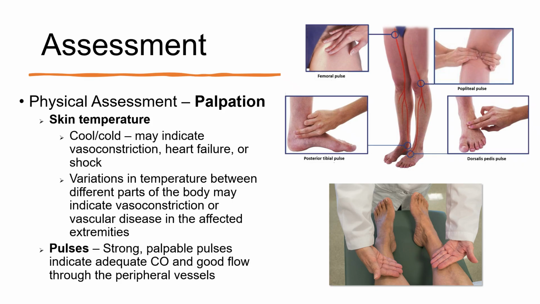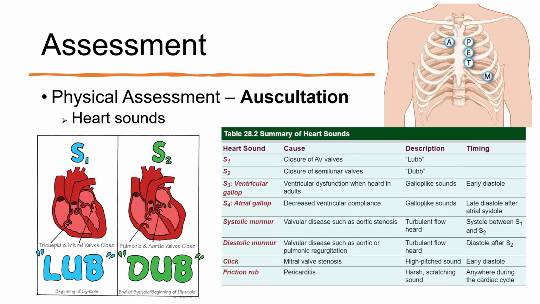We're going to check pulses. Remember, when you check pulses, it is an artery that you're feeling the pulse with. So this could also indicate normal or abnormal cardiac output, and if we have good flow through those peripheral arteries. Moving on to auscultation, so we're going to listen to heart sounds. This table gives you a nice little description, a review of your S1, S2, S3, S4 sounds, murmurs, and clicking sounds or friction rubs, and what it could mean.